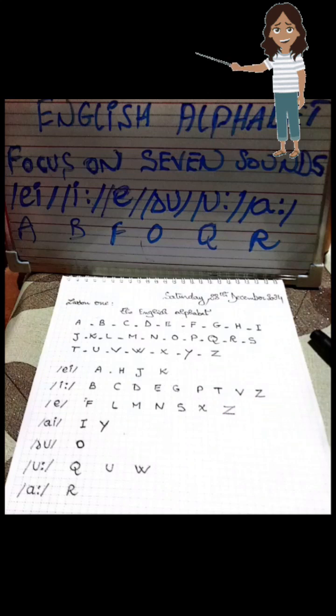The next line, I, Y. The following line, the letter O. The next line, we find the letters Q, U, W. And the last line, we find the letter R.